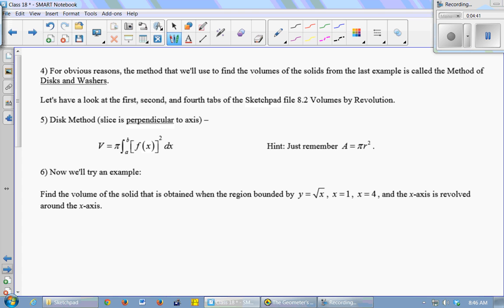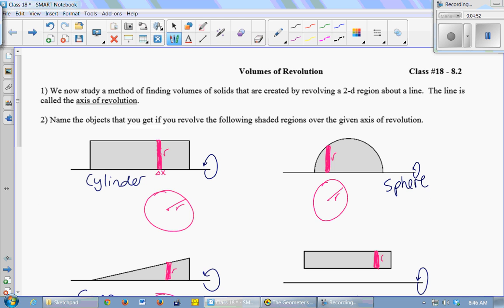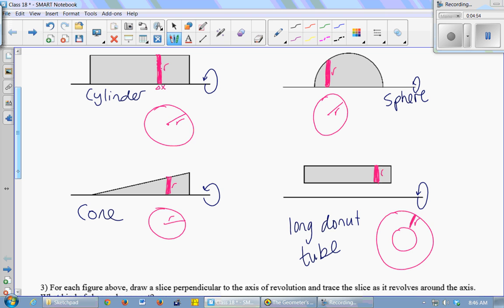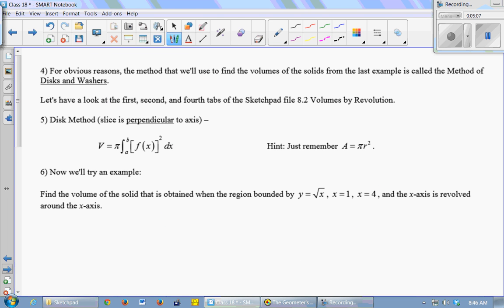Okay, so for obvious reasons, the method that we're going to use to find these volumes is called the method of disks and washers. So we either get a disk, which we were just saying was a circle. We could call it a disk because it actually has a little bit of thickness. I'm just a terrible, terrible artist. This is hard for me to draw. It's got a thickness of delta x. Call it a disk.